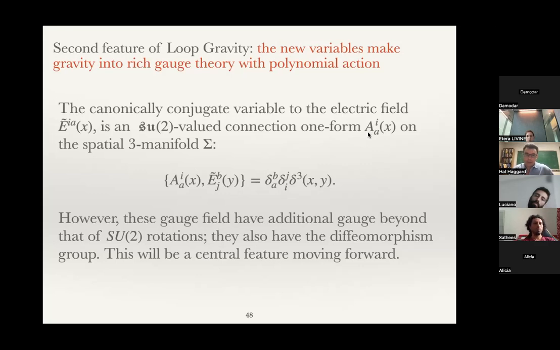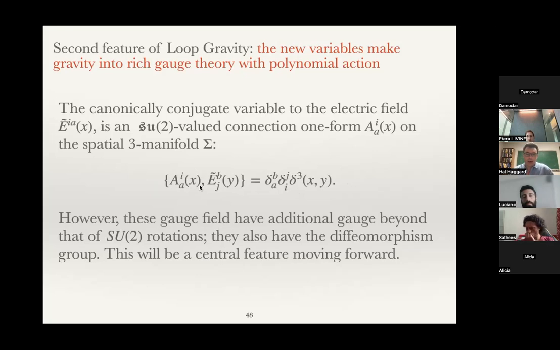And in particular, what I mean by canonical conjugate is that in the classical theory, you have a Poisson bracket. And the Poisson bracket of the connection with the electric field gives you a delta function. So these are the conjugate variables of the classical theory.